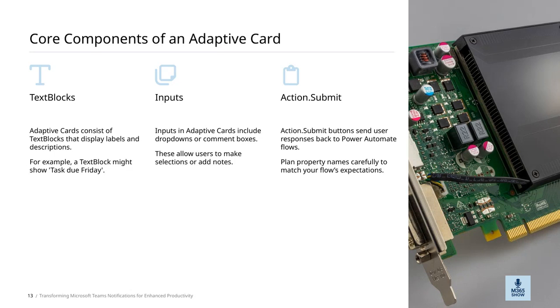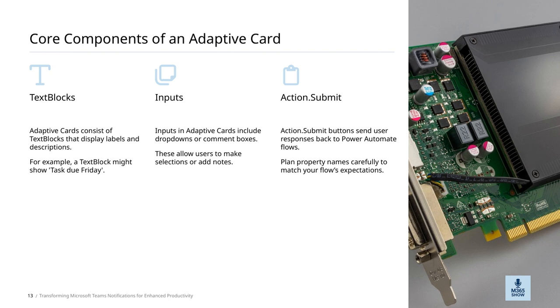Let's take a closer look at the core components of an adaptive card. One key element is the Action.Submit button. When users click this, their responses are sent back to Power Automate flows, which helps automate processes and keep everything streamlined. It's important to carefully plan your property names to match what your flow expects, ensuring smooth communication between the card and your automation. Next, we have inputs, which include drop-downs or comment boxes.